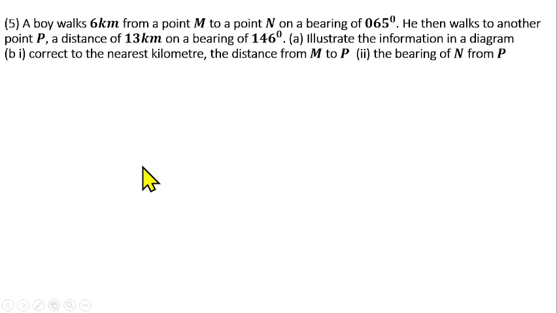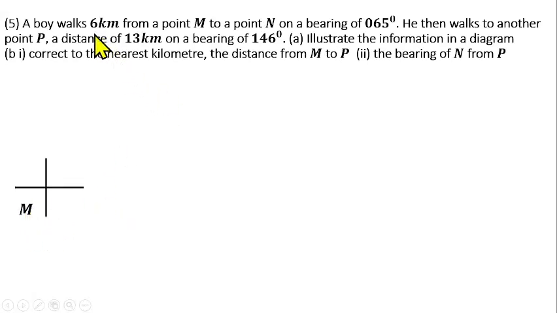So without wasting much of our time, we are told that a boy walks 6 kilometers from a point M to a point N. So that means you need to get the location of M by drawing a cardinal point to represent the location of M, because it's starting from point M. So if I do that, this cardinal point represents M here.